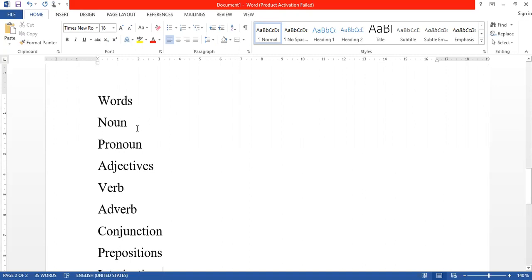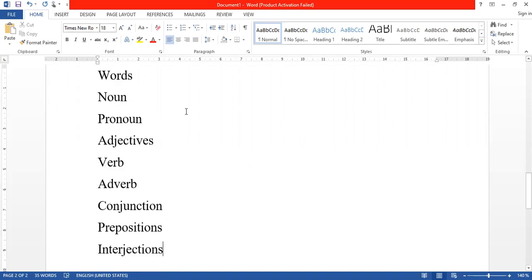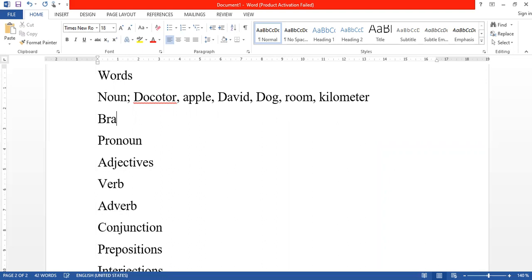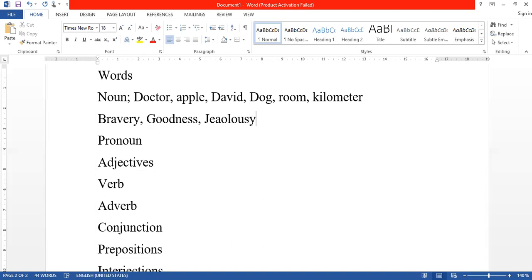Ye eight words ki classes hai, jo ke हम अपनी राइटिंग सिस्टम में यूज करते हैं, ठीक है. Noun can be any name, like doctor, of anything, any person, any animal, place, quantity, quality, title is already written, right? Idea, feelings, and imaginative entities like God, right? So ye jo hai ye noun hai.